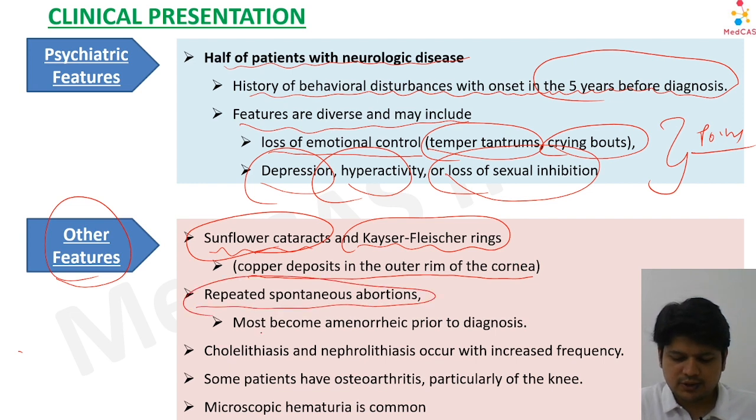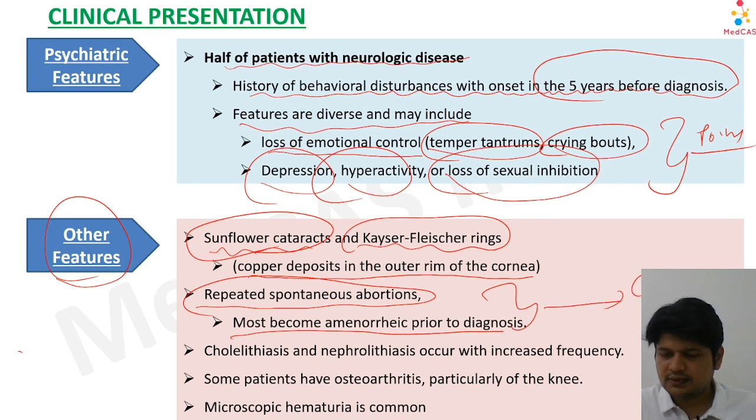Repeated spontaneous abortion, most becoming amenorrheic prior to diagnosis. This is a very important thing for your clinical practice. Recurrent or repeated spontaneous abortion: you think antiphospholipid syndrome, I am sure of that. You are thinking of that. Are you thinking Wilson's? Mostly no. So keep that in mind. It will be helping you.